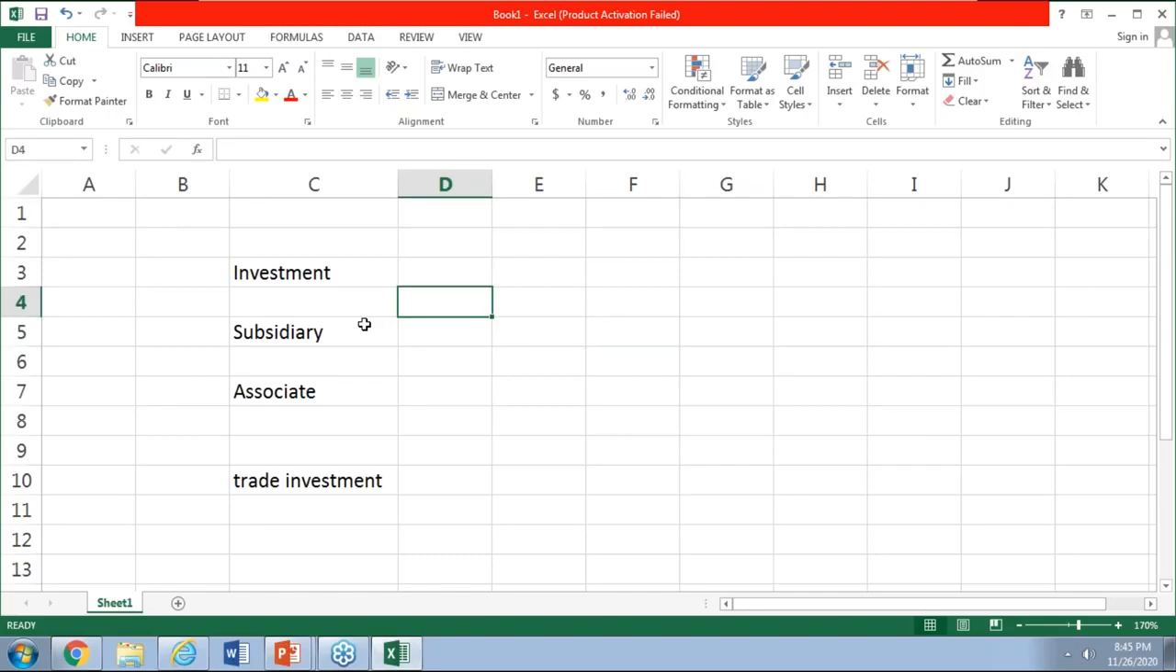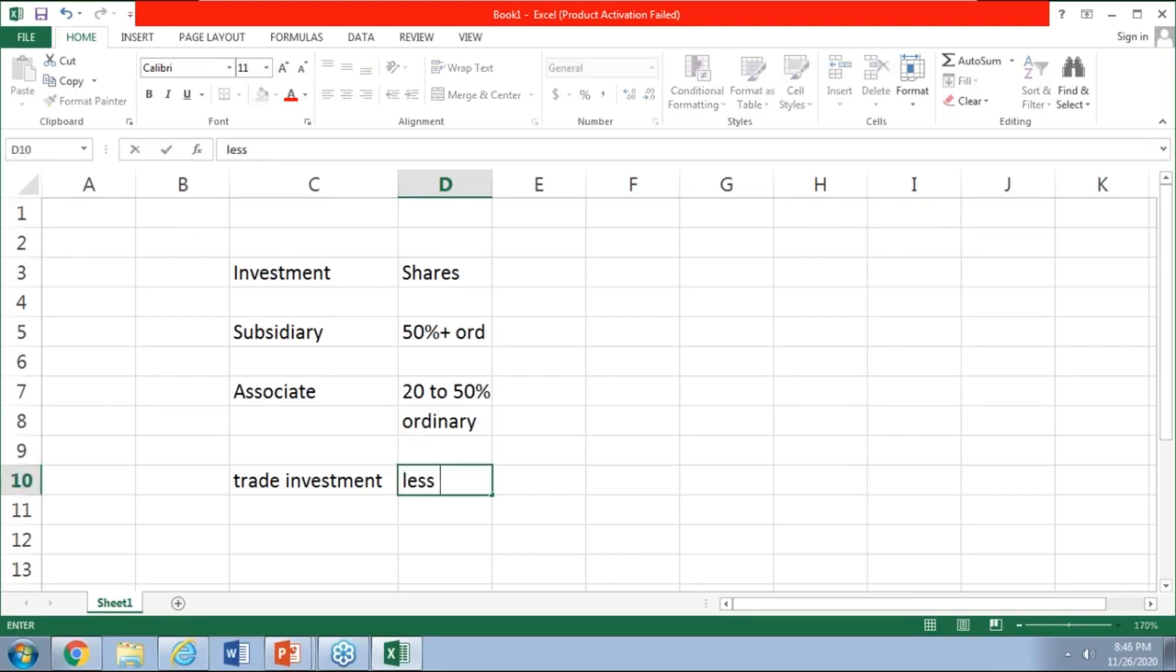So now what is the difference? When we talk about the shares, the general presumption is, if you have got more than 50% ordinary shares, 50% plus ordinary shares. But if you have got 20% to 50% ordinary shares, then you can say it is an associate company. And if you have less than 20% shares, then you can say it is a trade investment.